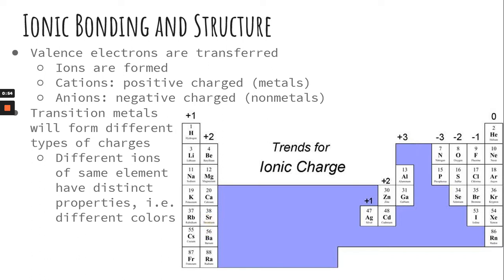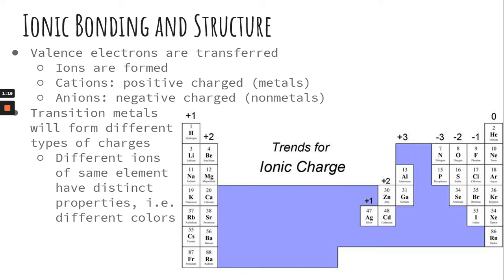If you have a transition metal, it's going to form different charges, and each of those charges would correspond to different properties or like color of that transition metal. So like copper can either be blue or green depending on the charge that it's carrying, +1 or +2.